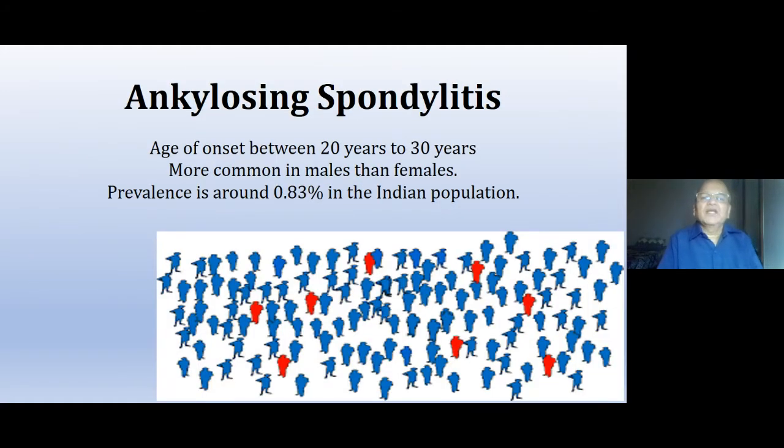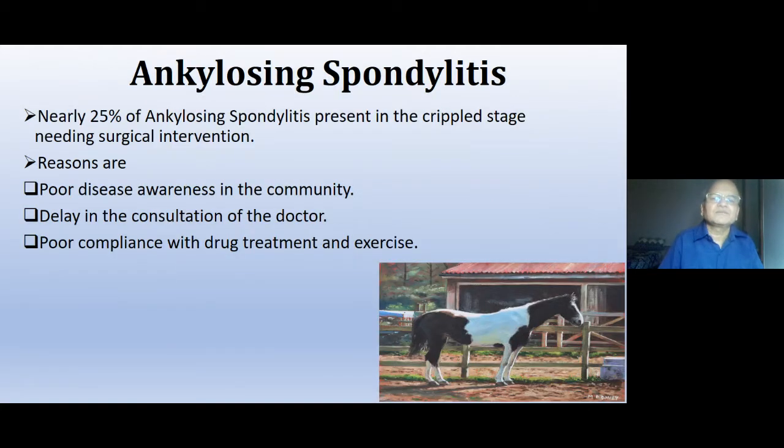So ankylosing spondylitis, as I told you, occurs at 20 to 30 years and is more common in males. Don't think that ankylosing spondylitis is not seen in India. It is seen in nearly 0.83% of the Indian population. And this is a very, very important message for everybody: why you should not miss ankylosing spondylitis. Nearly 25% of patients present in the crippled stage needing surgical intervention.